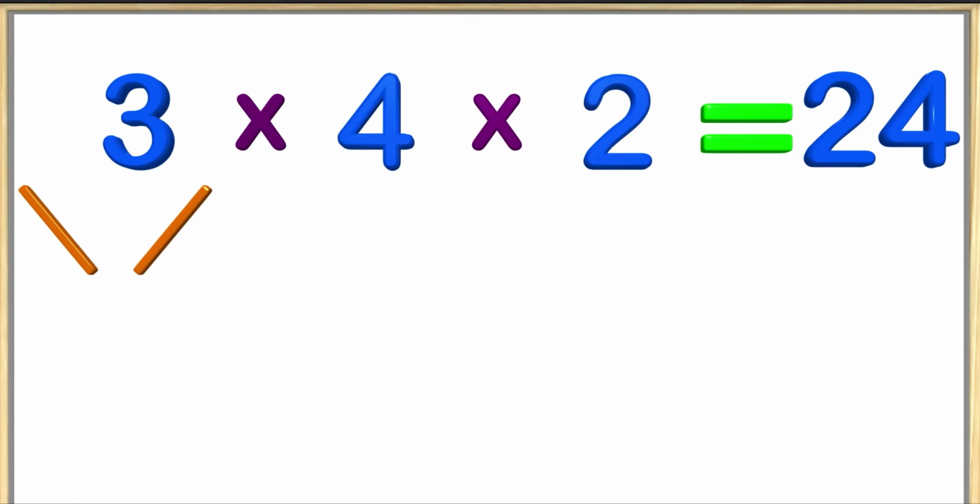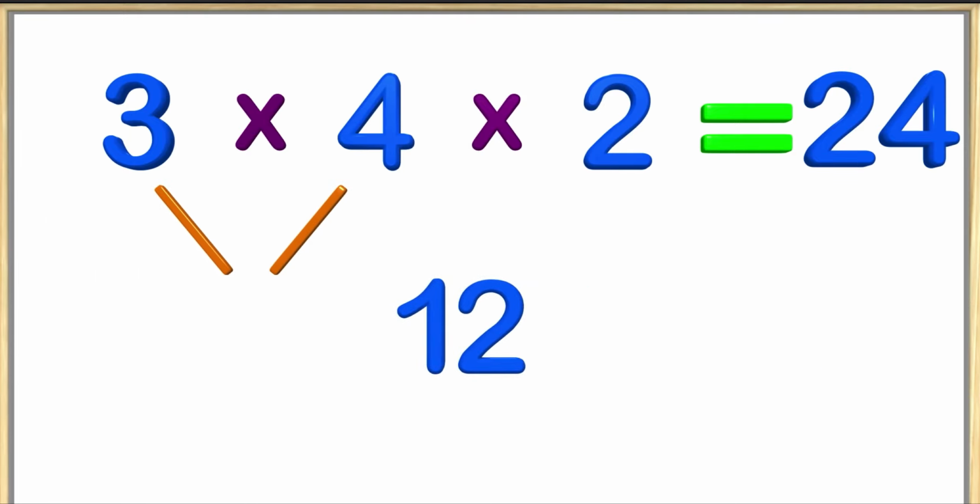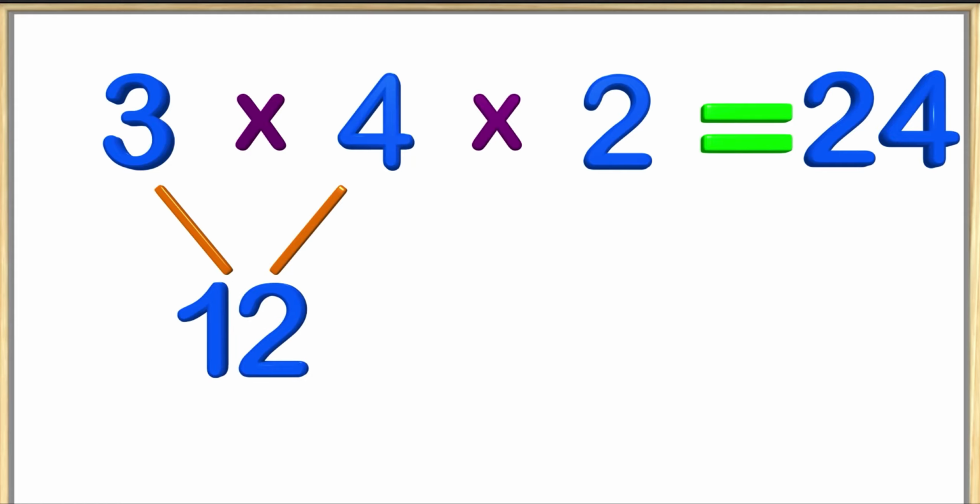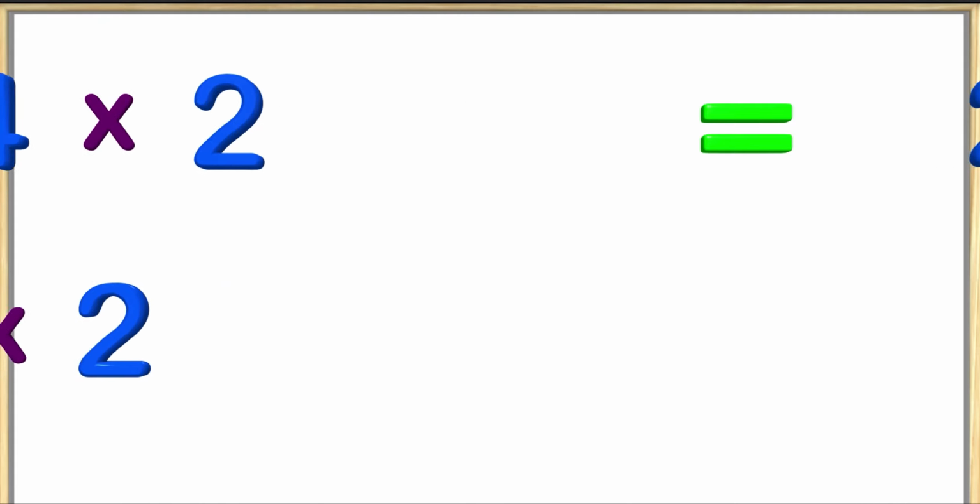We will start with 3 multiplied by 4, which gives us 12. Now all we have left to do is multiply 12 by 2. 12 times 2 is 24. We got the same answer regardless of which numbers we started multiplying together. This is awesome! Let's look at another problem and see what we can do.